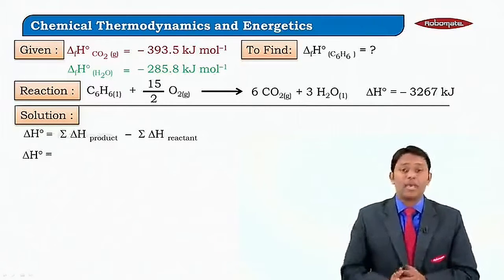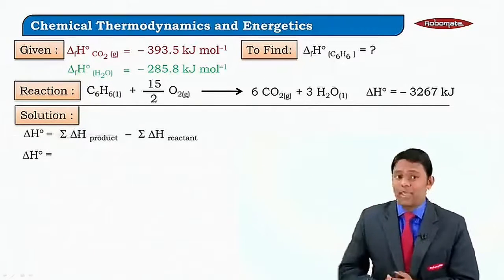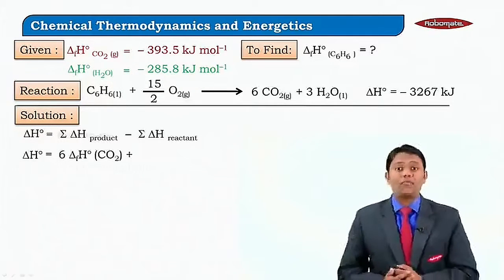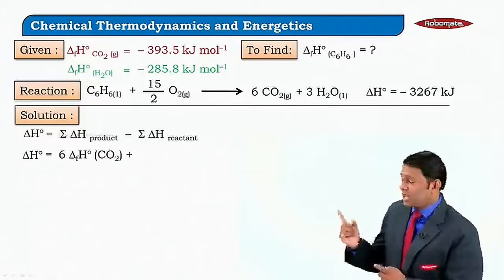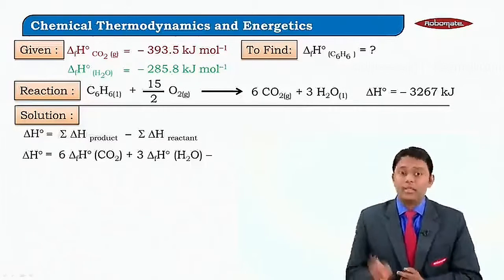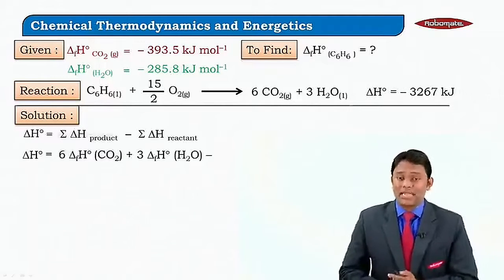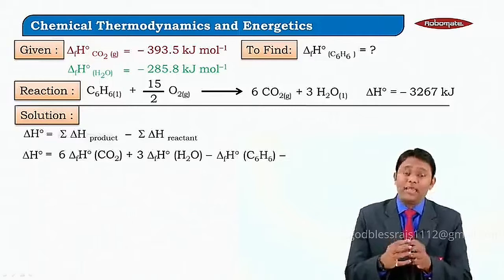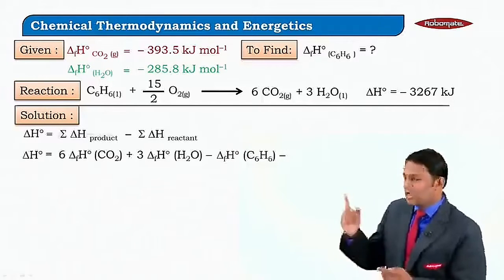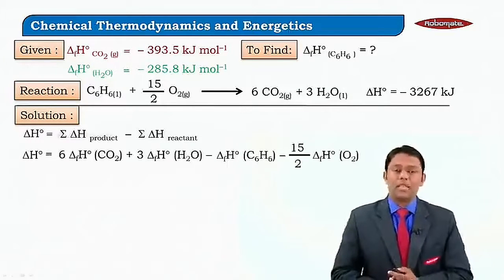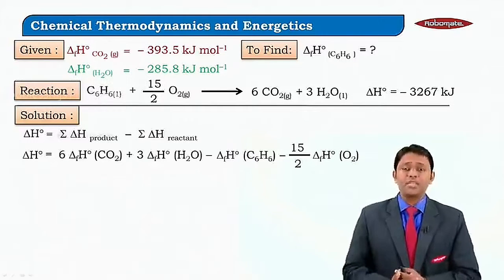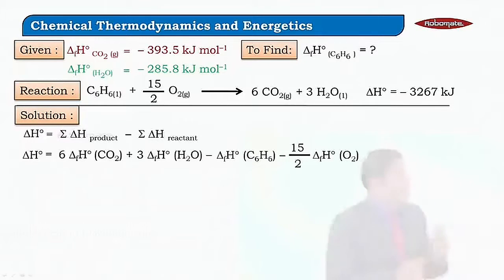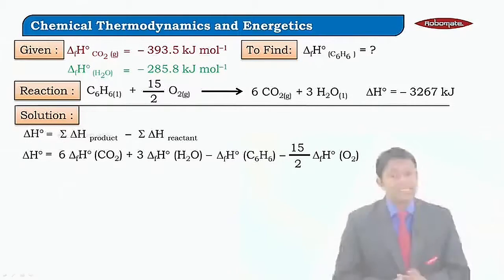The products which are mentioned are 6 carbon dioxide and 3 times water. So writing that in those terms, we get 6 times the enthalpy of formation of carbon dioxide plus 3 times the enthalpy of formation of water, minus the reactants, that is 1 times the formation of benzene, and if we directly open the bracket, we get minus 15 by 2 times the enthalpy of formation of oxygen. Now, the overall equation's enthalpy, that is delta H, is given to us as minus 3267 kilojoules.